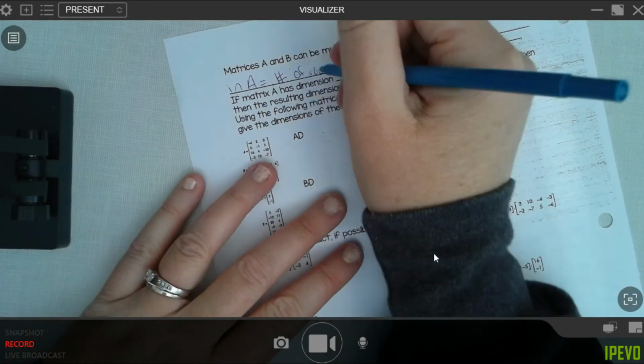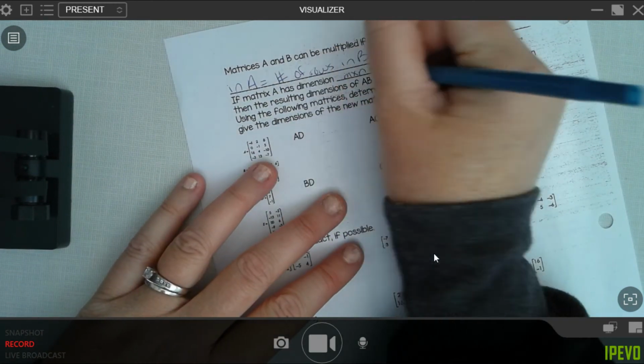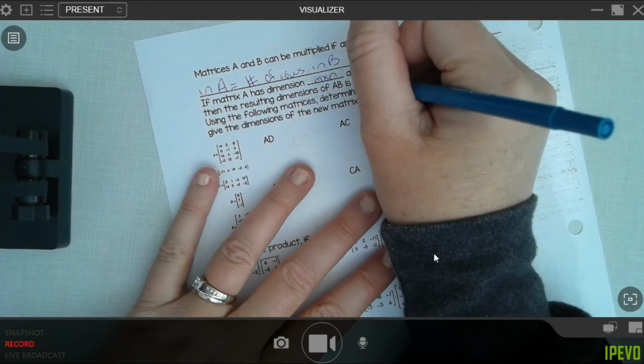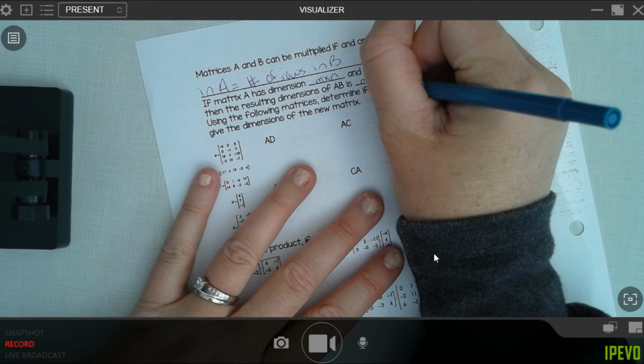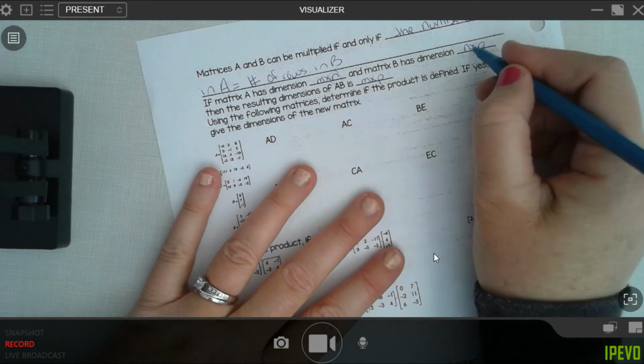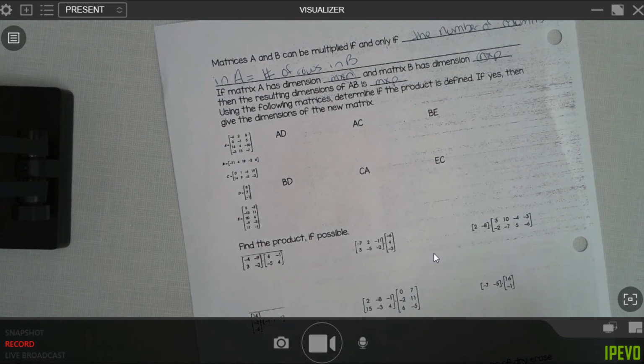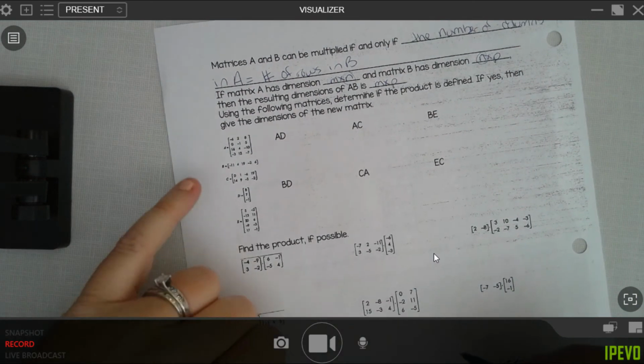So if matrix A has the dimensions m times n, and then B has the dimensions n times p, our resulting answer is going to be m times p. So this here has to match that one right there. So we're going to check this first just to see if we would be able to multiply these or not. So let's write these out.